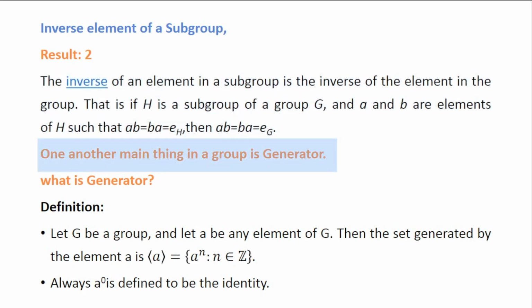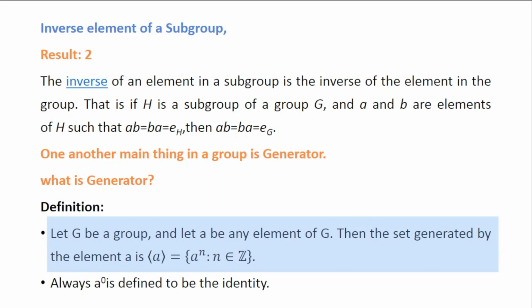One another main thing in a group is the generator. Let's see what a generator is. Let G be a group and let a be any element of G. Then the set generated by the element a is ⟨a⟩, which is equal to {a^n : n is an element of Z}.